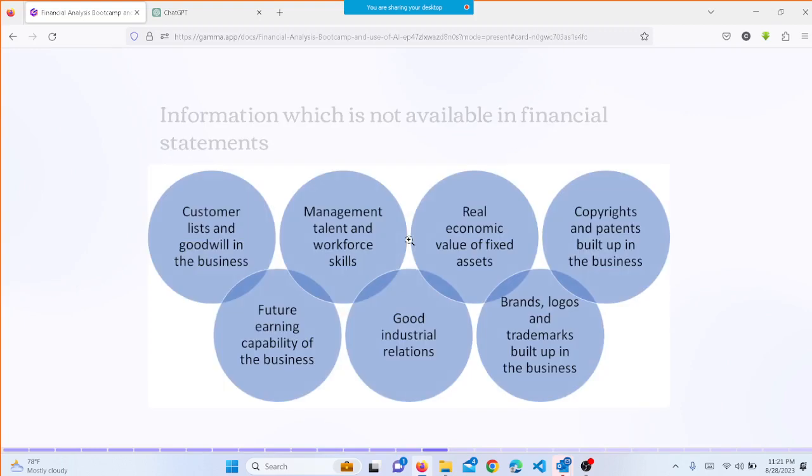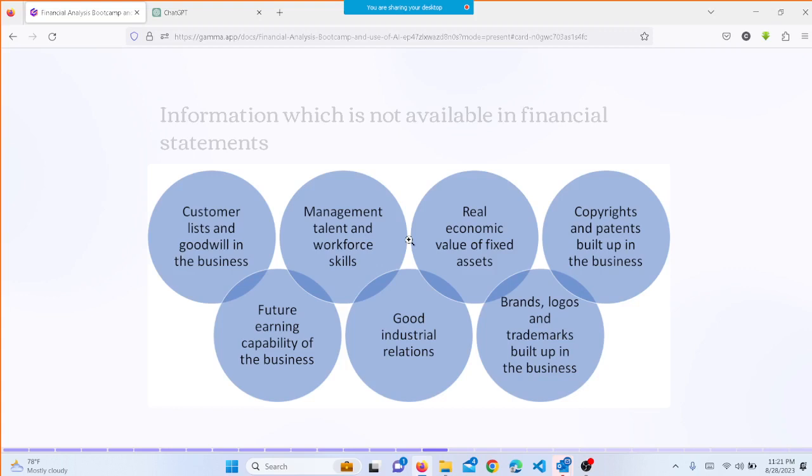So which are those things? The company's financial statement does not record the customer list generated by the company. It doesn't record the future earning capability, meaning the orders on hand is internal information, but it's not always available to the investor. So the future orders, quotations, or leads are not recorded in the financial statements.